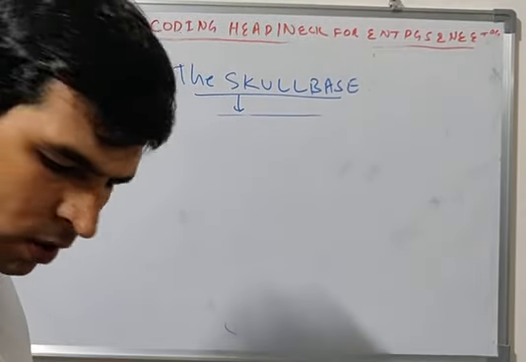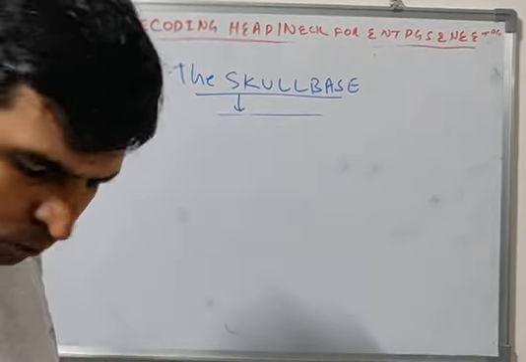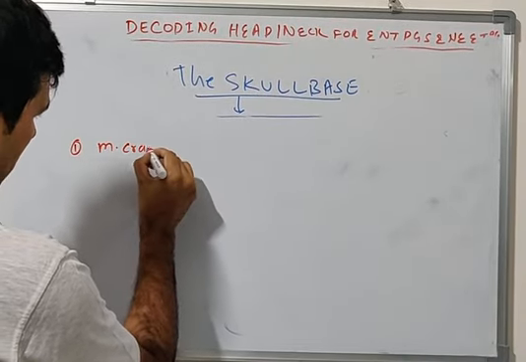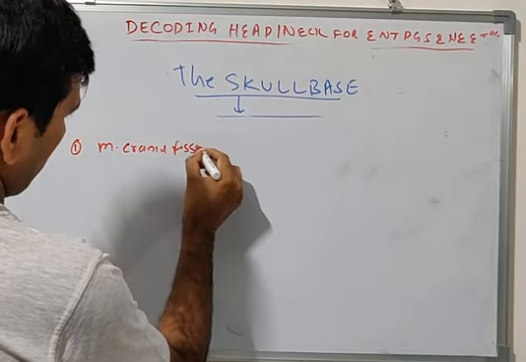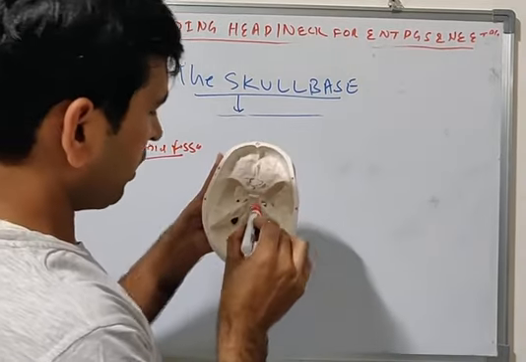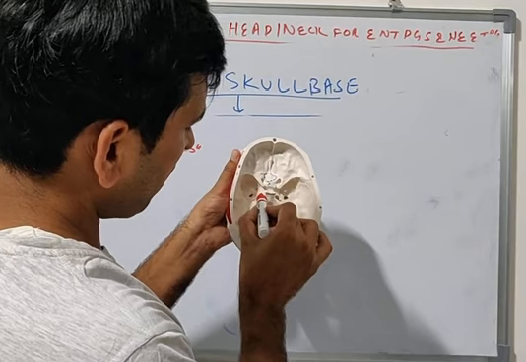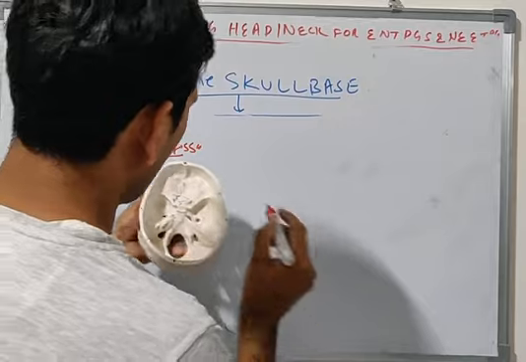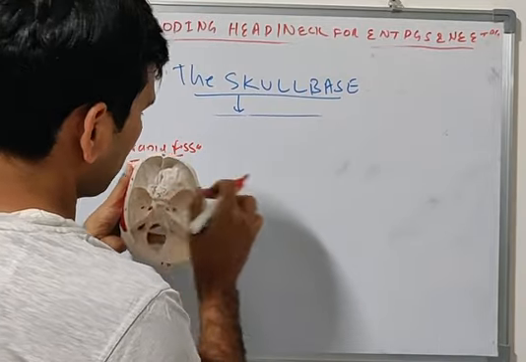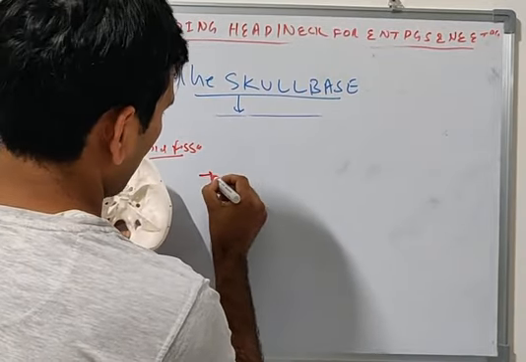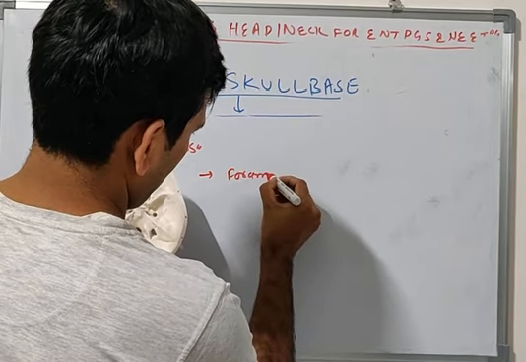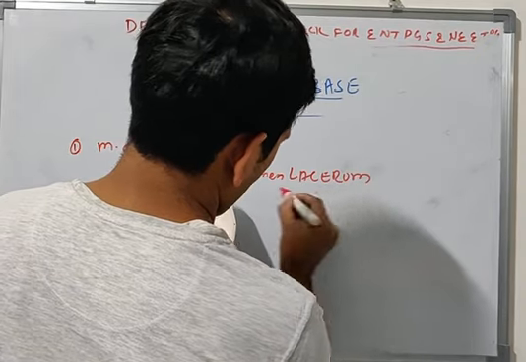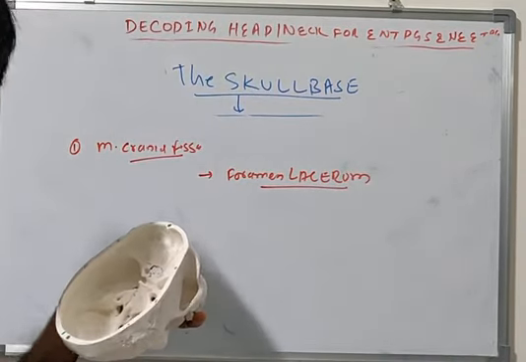Now we will talk about the structures behind this, in the middle cranial fossa. If you see this, here is the cavernous sinus, and if you see this large foramen just lateral to the sella turcica, it is called the foramen lacerum.